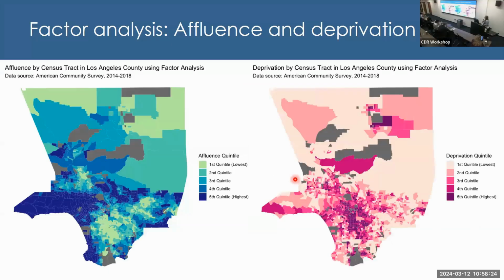So I have mapped both of these. In green, we have affluence, so the darkest is the highest affluence. So areas like Malibu along the coast. And then in pink, again, I mapped deprivation quintiles. And we also, again, have this South LA area, which is highly deprived. But also it's a little bit different from the previous map.